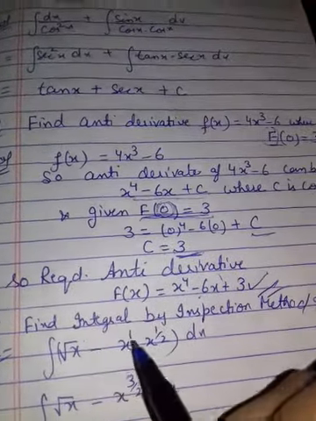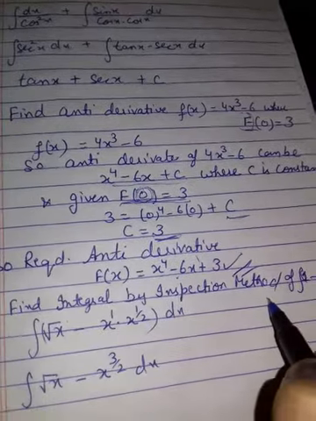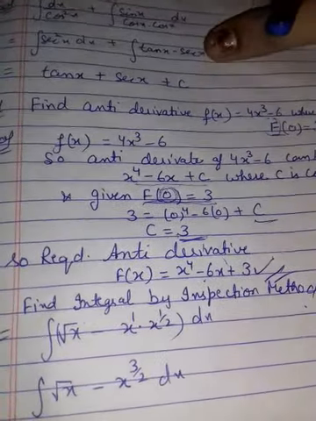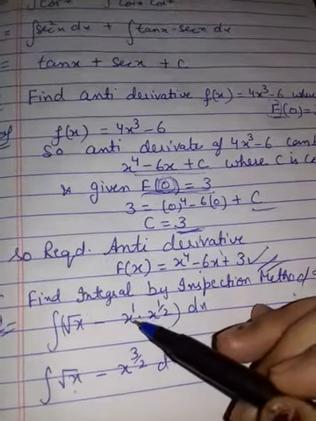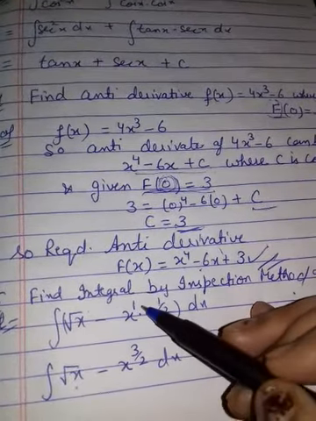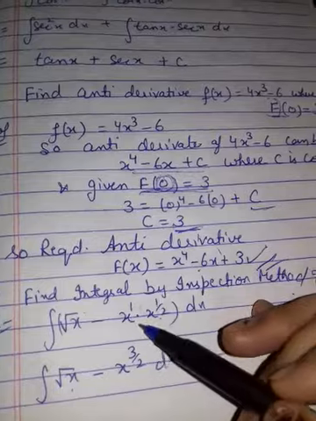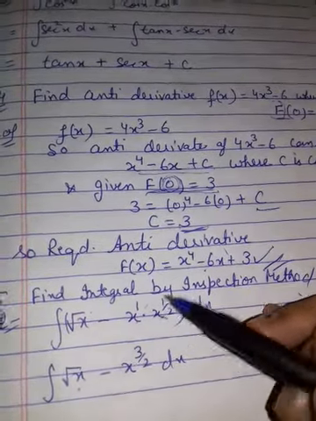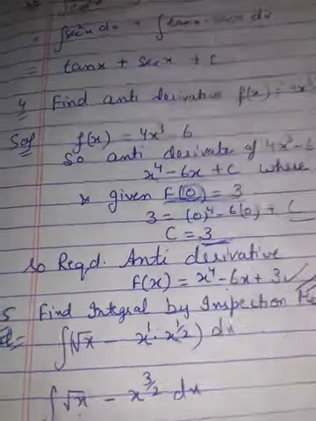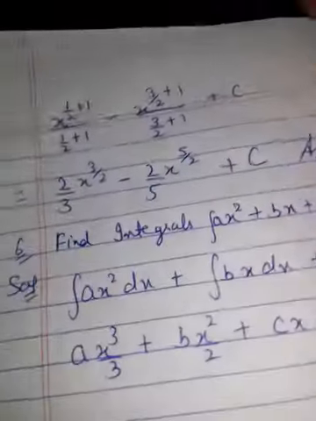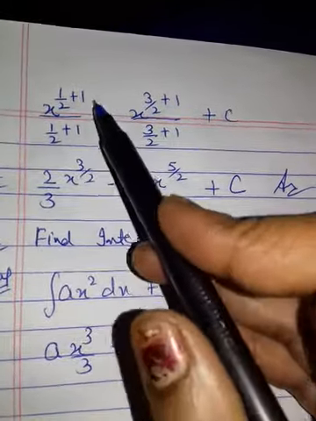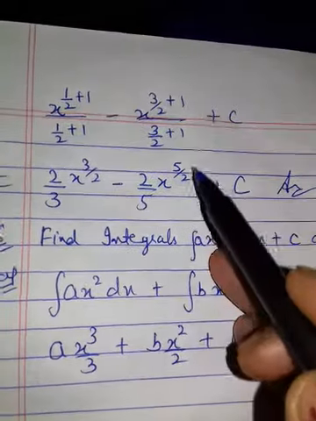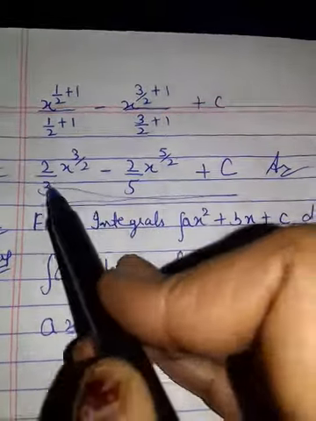Next, find the integral by the inspection method. We are doing the inspection method. What is given to you? I kept it the same. These are in multiplication, so you know the exponent rule: when the same bases are in multiplication, you add their powers. After that I took its integration. You add 1 and keep the same in the denominator. So this is your answer.